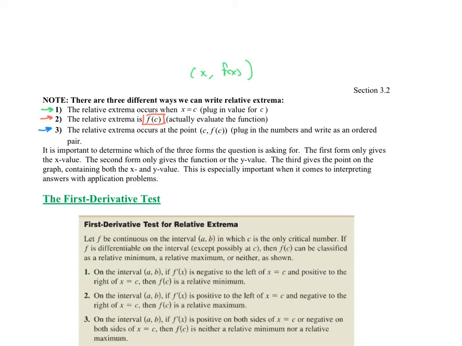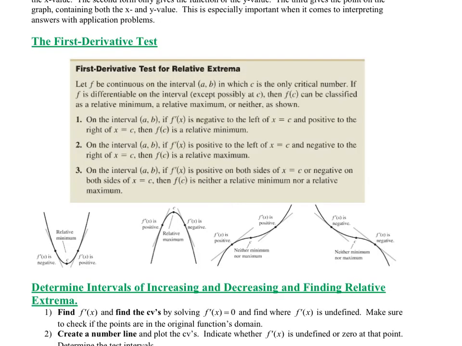So depending on the question, some questions want just the x value, the relative extrema, the x value where it occurs, which again must be a critical value. Another question might want the maximum or minimum value, which is just the y value. And a third type of question might actually want the point on the graph. So the big question becomes, how do we find these relative maximum or minimum? To do this, we're going to use the first derivative test. This is one of the methods that we can find relative or local extrema of a graph.